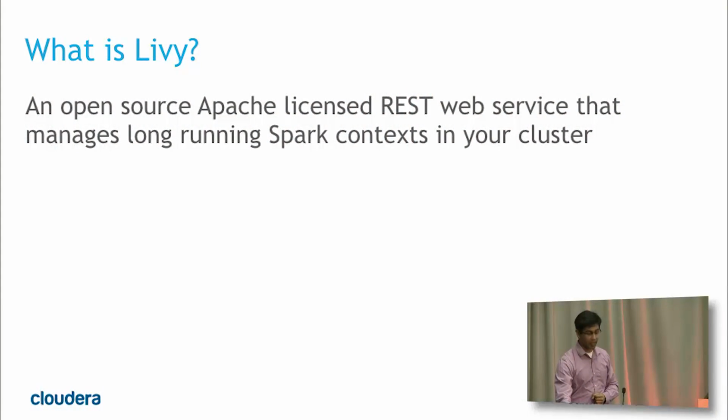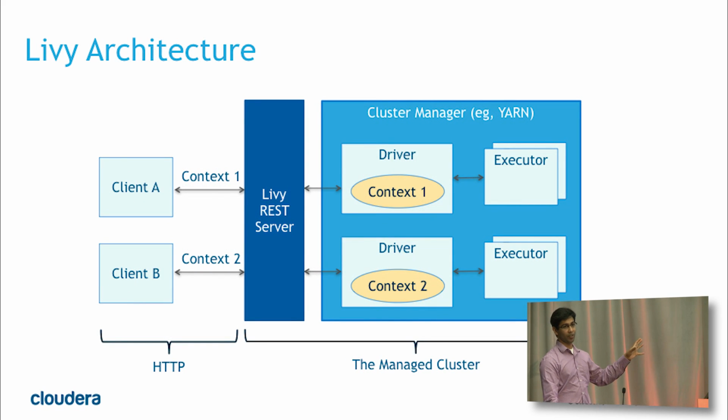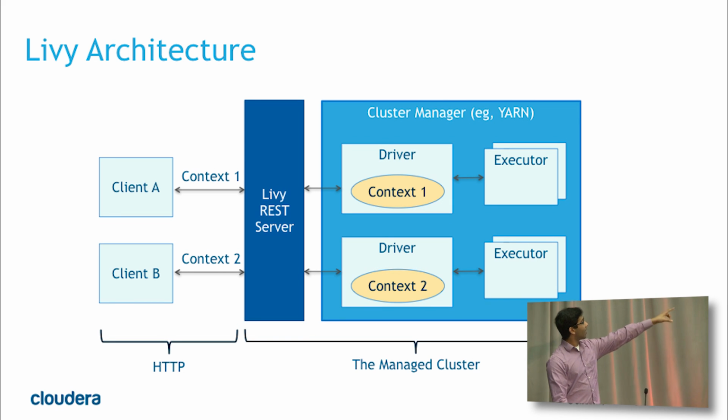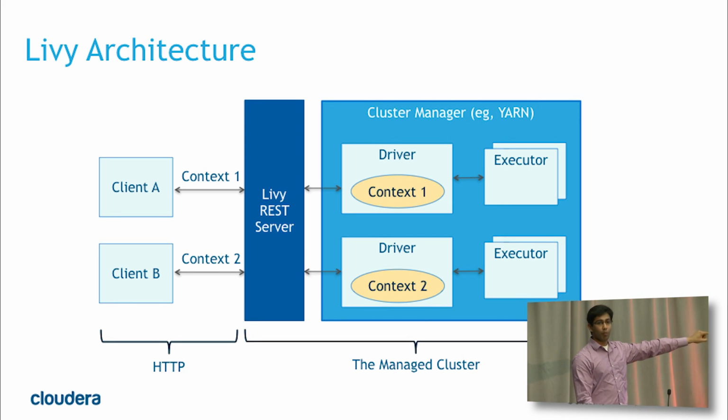So what is Livy? If Livy were an entry in the dictionary, the one-line description of Livy would be: it's a REST web service that lets you manage long-running Spark contexts on the cluster. What does that mean? Let's look at the architecture, and that'll make things clearer. So here, that rectangle in blue represents the Livy web service.